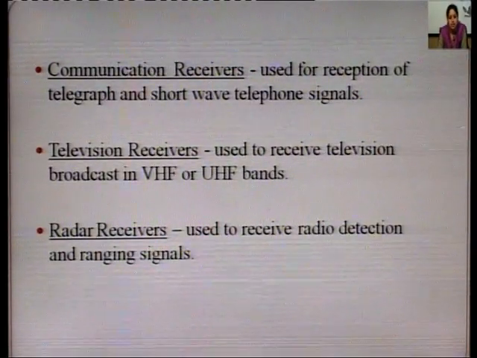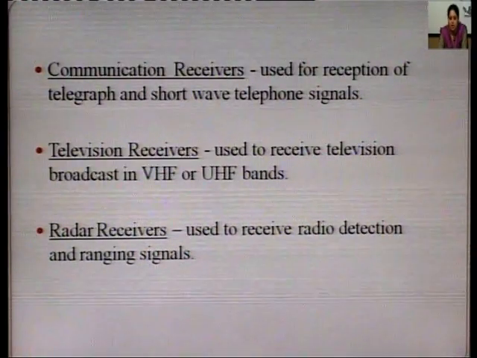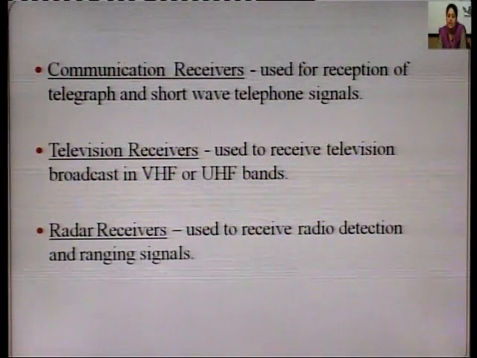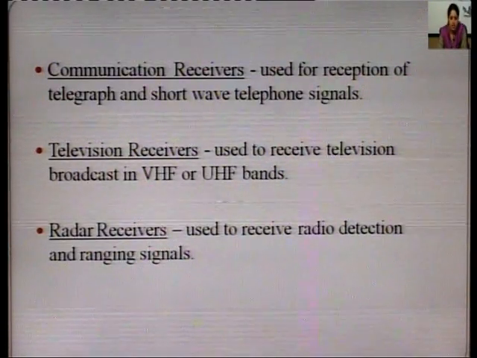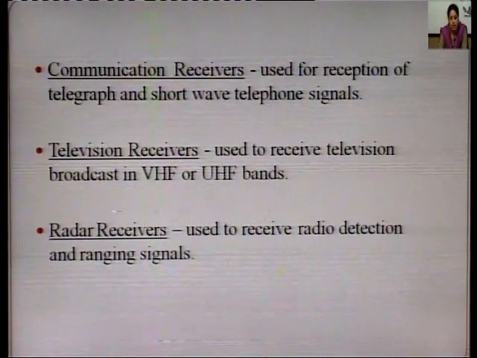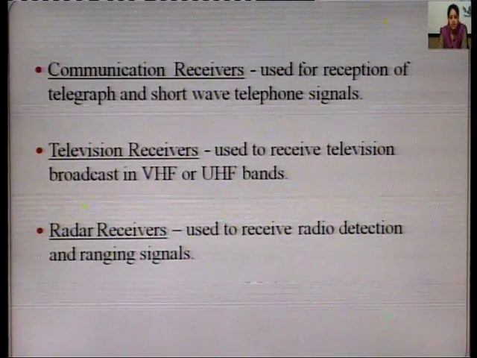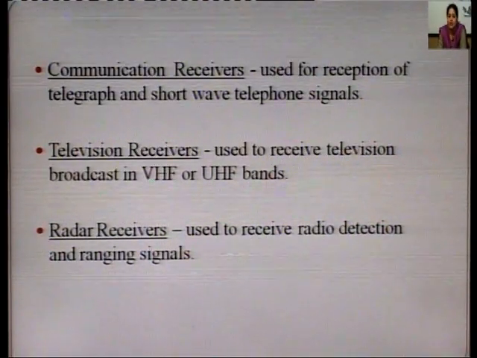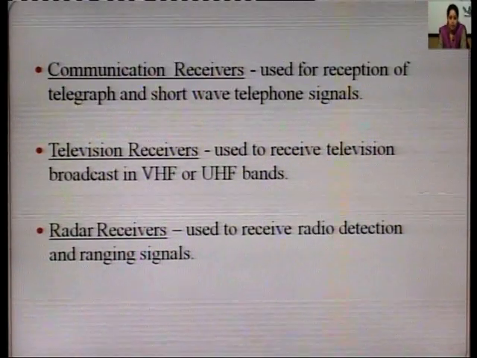Next are the communication receivers. Communication receivers are used for reception of telegraph and short wave telephone signals. That is, communication receivers are used for purposes other than broadcast. Television receivers are used to receive television broadcast in very high frequency and ultra high frequency bands. Radar receivers are used to receive radio detection and ranging signals. These are mainly used for military purposes.